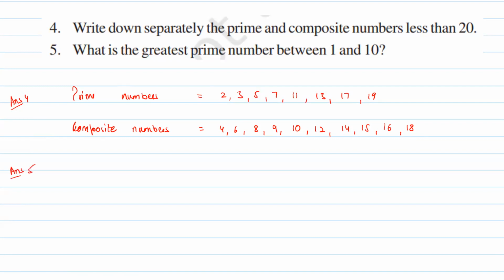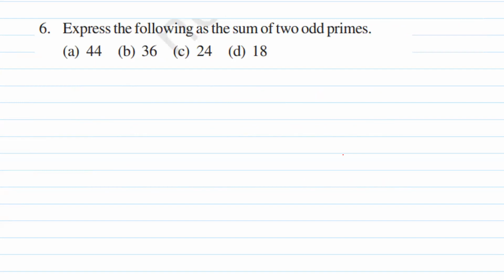Answer 5. What is the greatest prime number between 1 and 10? Greatest prime number between 1 and 10 is 7, right? Because after that we have composite numbers.